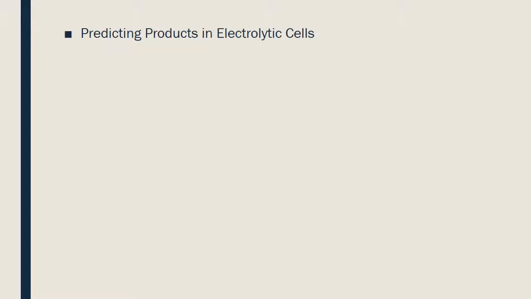So how do we go through and predict the products in an electrolytic cell? There are two processes. There's one for molten ionic salts, which is the SL portion. Then there's aqueous solutions, which is the HL portion. So first you want to identify all the ions in your electrolyte. And based off that, based on if they're positive or negative, you want to determine their migration.